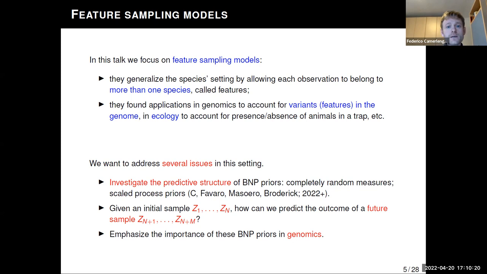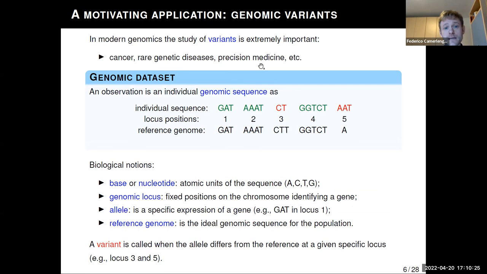So our motivating application is a genomic application to study the variants in the human genome. In particular, the study of genetic variants is very important, for example, to understand rare genetic disease in cancer, in precision medicine, and so on. And in genomics, an observation can be represented as an individual genomic sequence. So the observation is an individual genomic sequence like this.